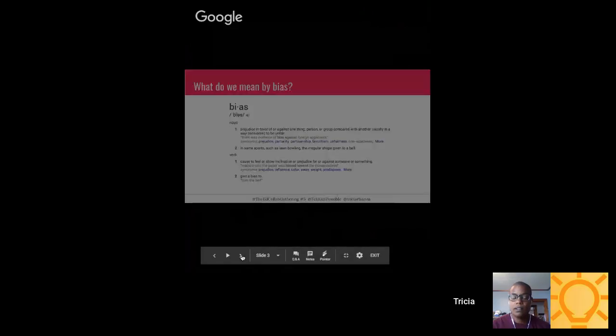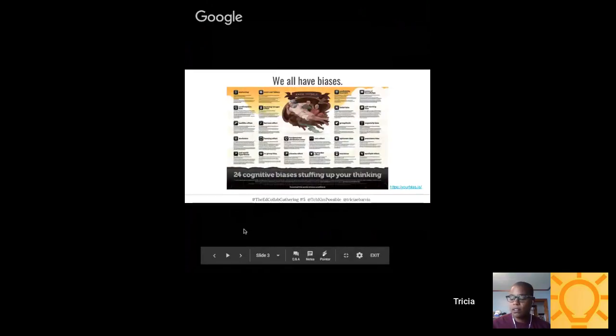The next slide here, I want to share with you, we all have biases. It's just naturally who we are. If you think about our environments and all the stimuli that come at us, our brain takes shortcuts in order to process all of it. And I love this resource. I actually have this poster hanging up in my classroom, and it goes over 24 cognitive biases.